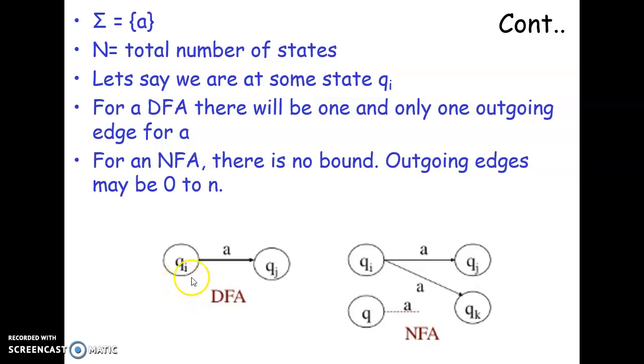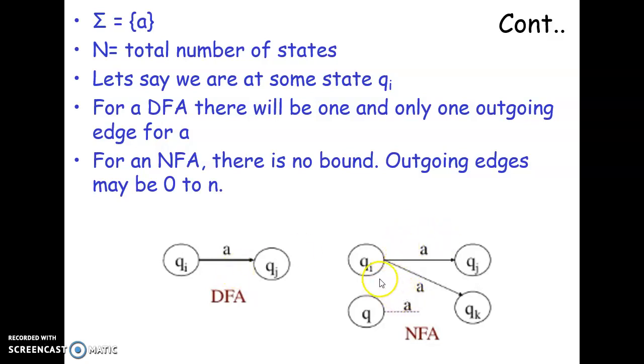At the state Qi, you will have one outgoing edge against A, leading to any state. One and only one outgoing edge for the letter A. Sigma has one letter, and from every state of the DFA, one outgoing edge for this letter is a must, it is required. From Qi there will be one edge for A; it cannot be more than one and it cannot be less than one. That is what makes it deterministic.